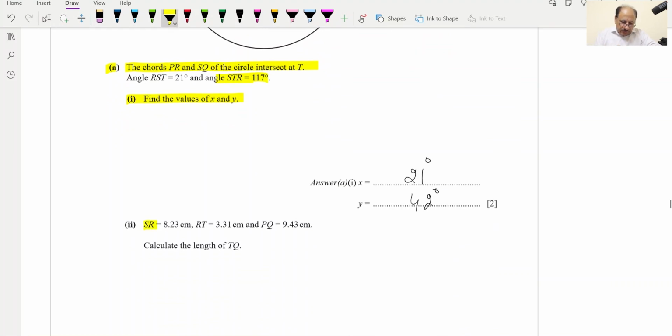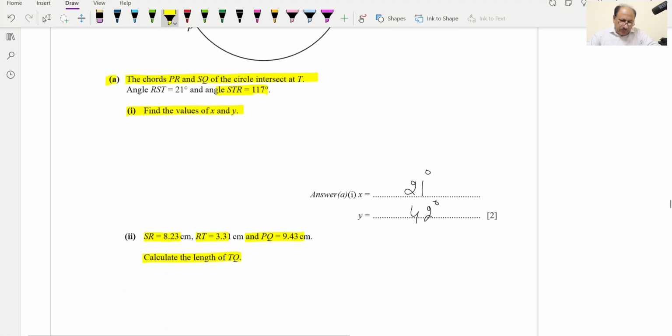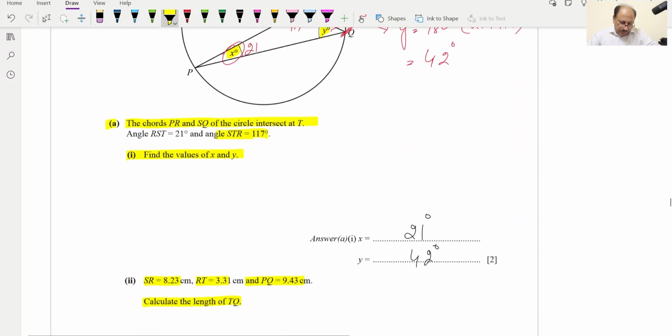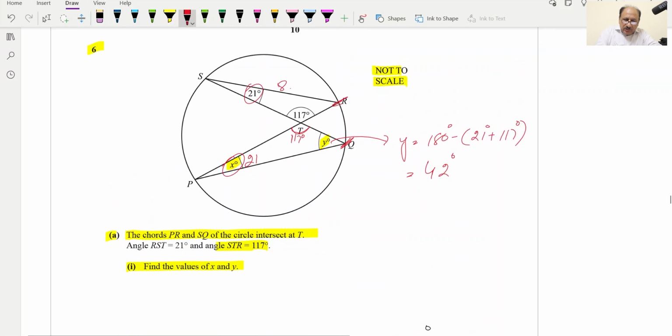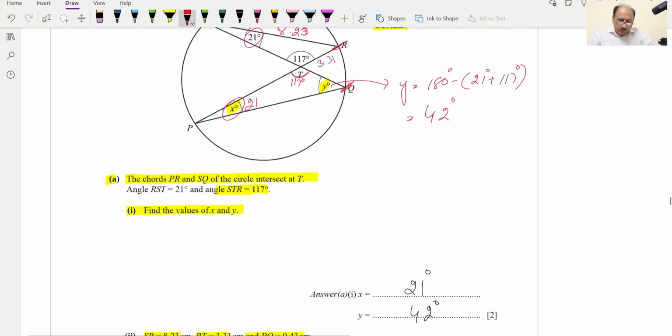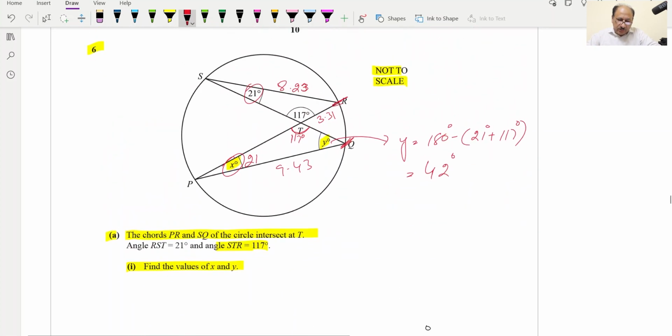Then the second part: SR is equal to this one, RT is equal to this, PQ is equal to this. Calculate the length of TQ. So the given lengths we will copy because these are not given in the drawing. SR is 8.23, we will mention here. RT is 3.31. PQ is 9.43. Now all the lengths we have mentioned, we have to find the length TQ.